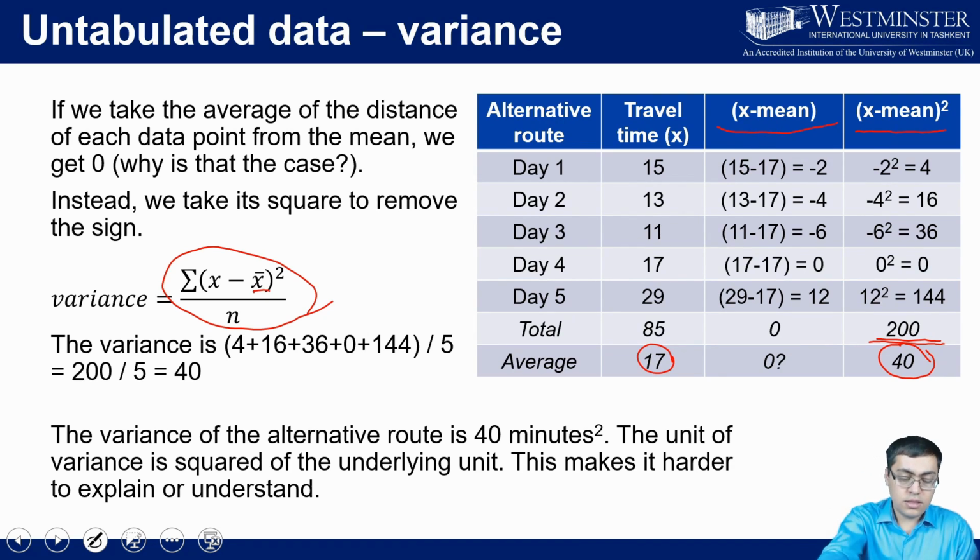However, notice that the unit of this variance is the square of the underlying unit. That is, for example, in our case, where our units were minutes, then the variance of this particular data set that we have is going to be 40 minutes squared. So that makes it a bit difficult to explain it to others or to even understand it ourselves.